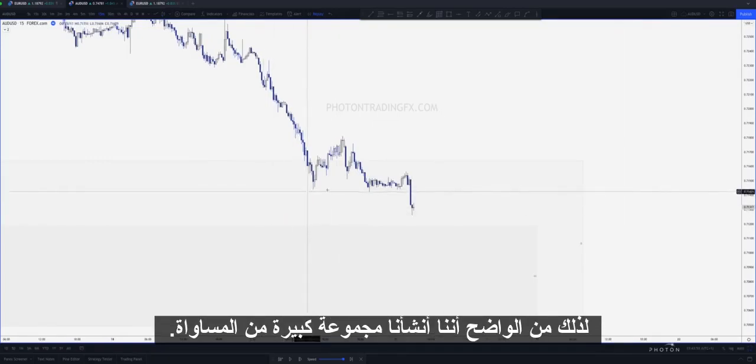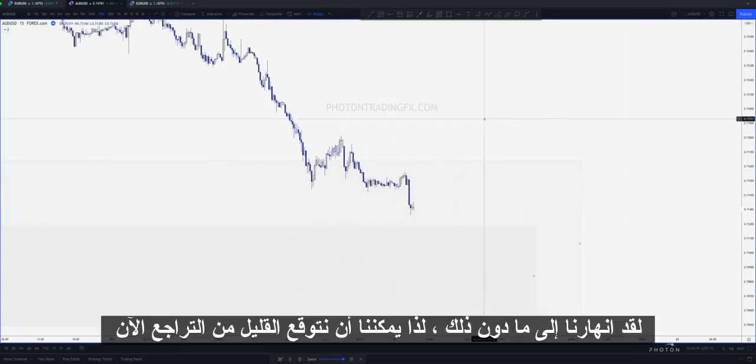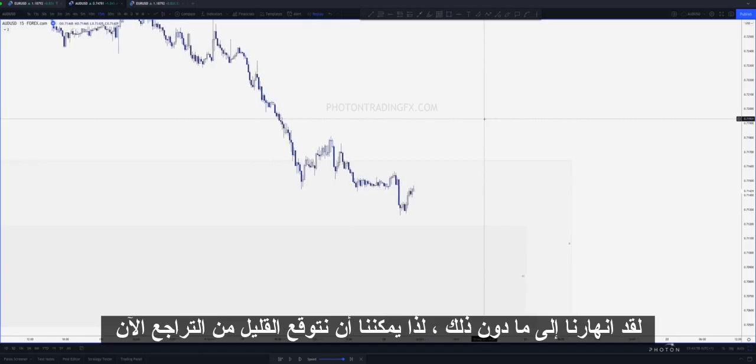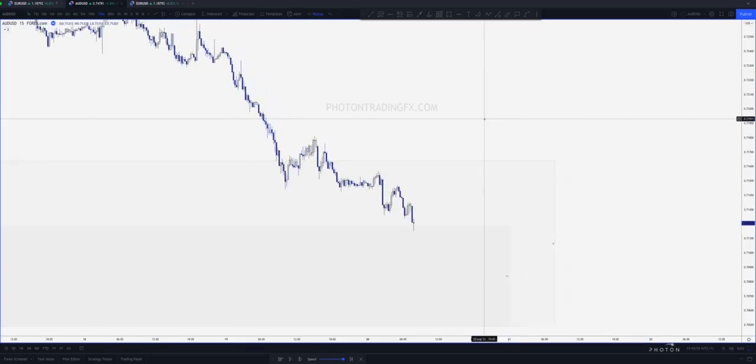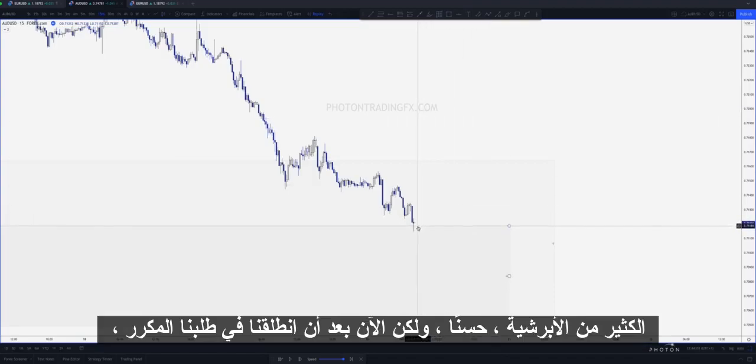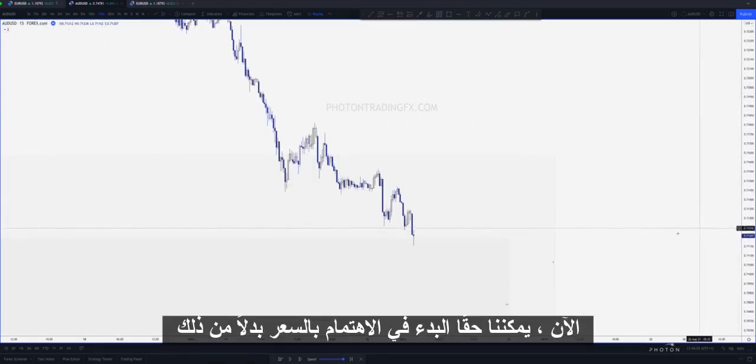So we obviously built up a big collection of equal lows there. We've broken down below those, so we can expect a bit of a pullback, now pulling back into supply and going lower. So at this point, the M15 is very much bearish. But now that we've pulled into our refined demand, we can really start to pay attention to price.